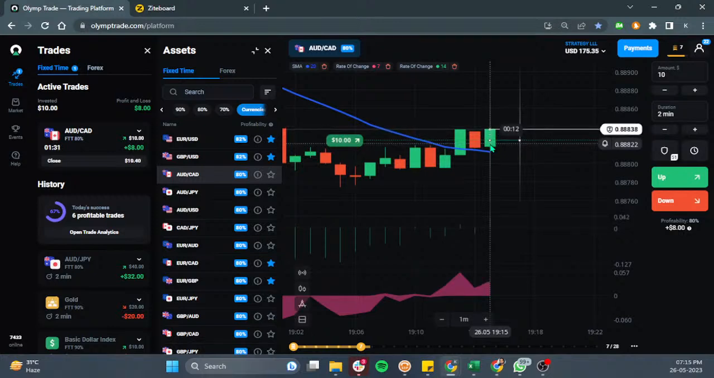Jasper, absolutely you can use this strategy for Forex, but please make sure that you change the candle to at least 1 hour or 4 hour, because that is really important and that will really help you. Okay.